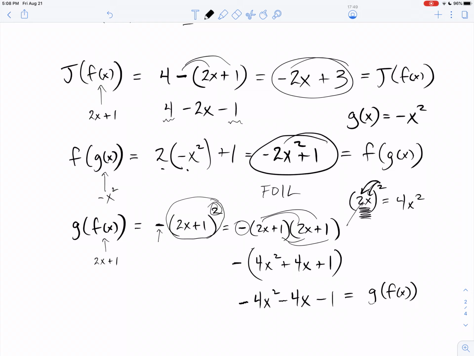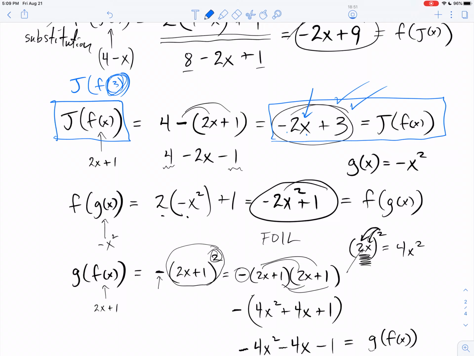I could put a 3 right here. So if you check the answer in the back, it's going to be negative 2 times 3, that's negative 6, plus 3 more. The answer you'd find would be negative 3. What if I asked you for J of f of 5? You'd plug 5 into it. You get negative 2 times 5 plus 3, that's negative 10 plus 3. That would be negative 7 for an answer.